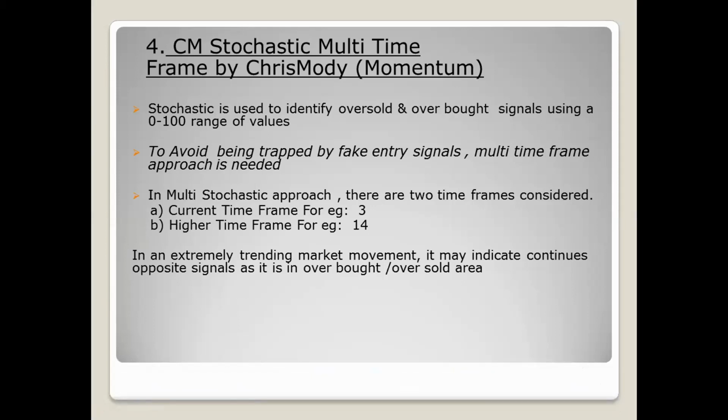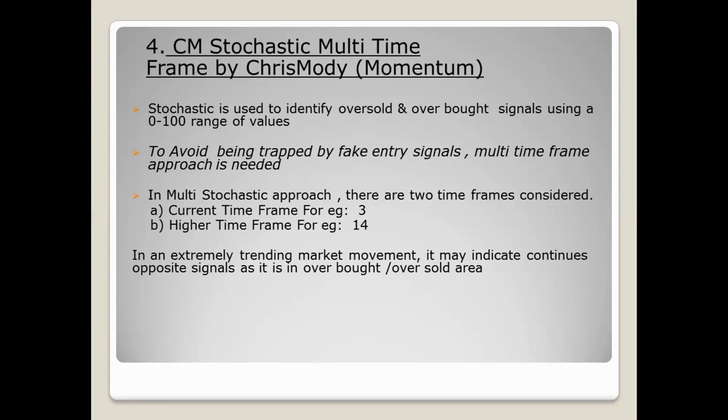The next one is the CM stochastic multi-time frame indicator. Overbought levels are plus 70 and minus 70. Stochastic is used to identify oversold and overbought signals. This multi-time frame approach we are using is because we want to avoid being trapped by fake signals. Multi-time frame means we will be using a shorter time frame, that is the current time frame, for example a 3 period, and there will be a higher time frame, for example a 14 period.